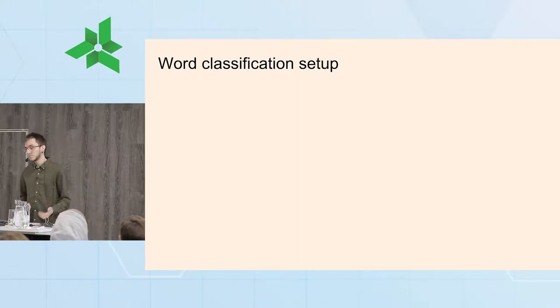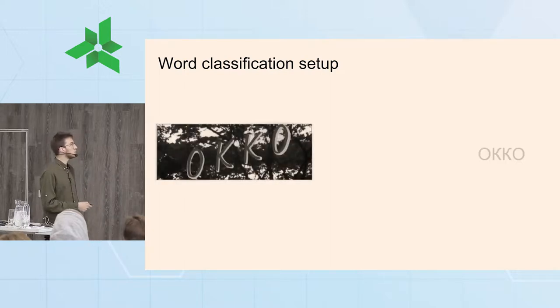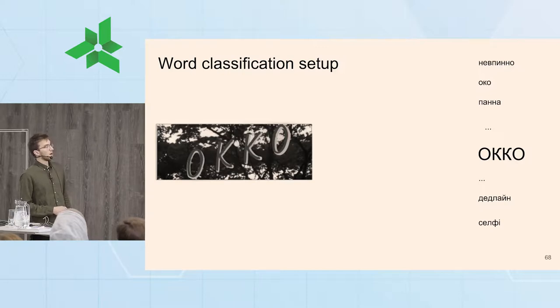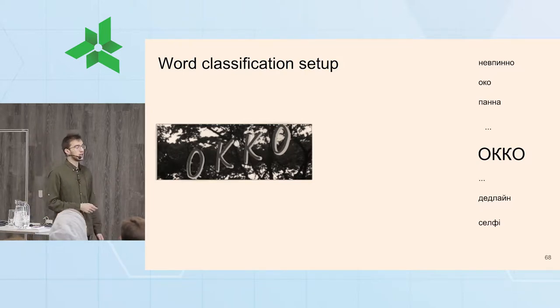Okay, so now I'm going to speak about how people approach this problem, what architectures they use, and how they use them. We're going to start with the classification setup and what they do in this setup. We have our input image and our output word again. And how do we do this? On the output, we are not taking this word as a sequence. We just take this word as a class. We have the whole dictionary of all Ukrainian words, or maybe of all Ukrainian and English words.